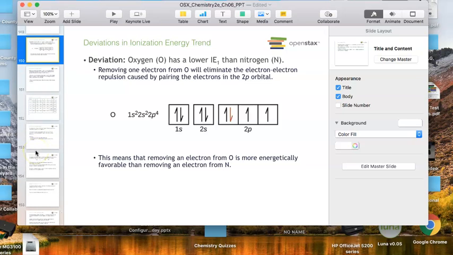Deviations for oxygen versus nitrogen. So oxygen has a lower ionization energy compared to nitrogen. Removing one electron from oxygen will eliminate the electron repulsion caused by pairing electrons in the 2p orbital. It's easier to remove that electron than it is to remove an electron that's in an orbital by itself.